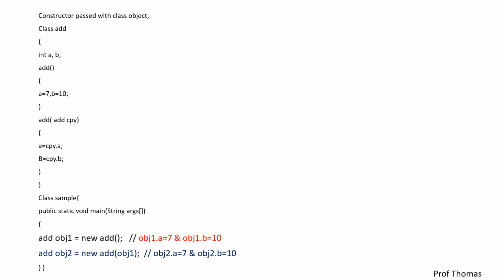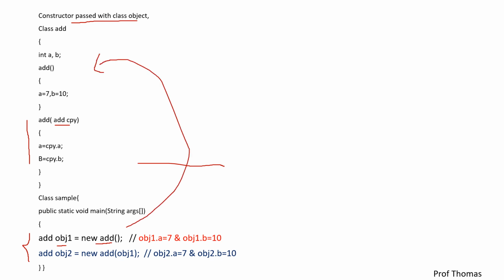The next type is the copy constructor. In the copy constructor, the constructor is passed a class object. In this example, this one is the copy constructor. We create two objects in this class. The first object is created with the default constructor, called object1. Object1 will be initialized with the class variables object1 dot a equal to 7 and object1 dot b equal to 10. And this version is the copy constructor.